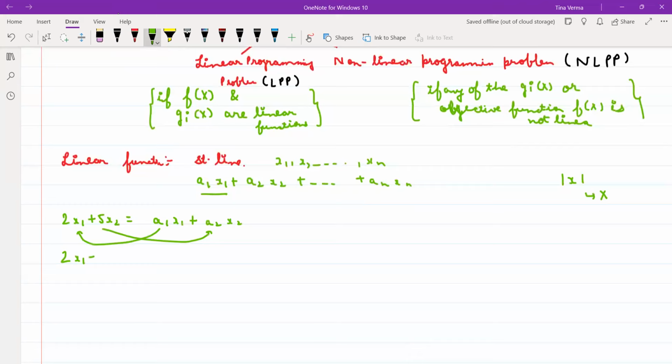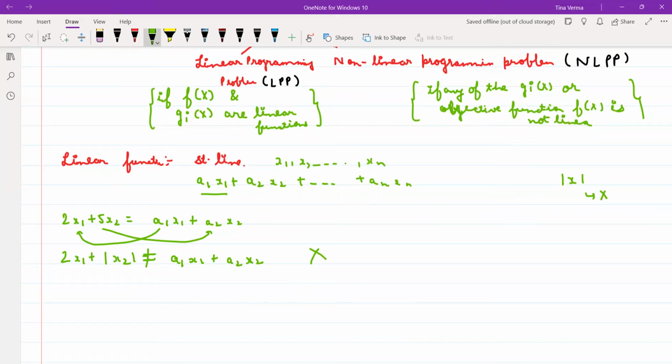If I am writing 2x1 plus mod of x2, I cannot write it like a1 x1 plus a2 x2. It cannot be written in this sense. That's why it is not linear, right? So whatever is given to you, if you can write it in this sense, then it is linear. Otherwise, it is not linear. The concepts of slopes, differentiable, rotation, transformation come a bit later. This is just the definition that it should be a linear combination.